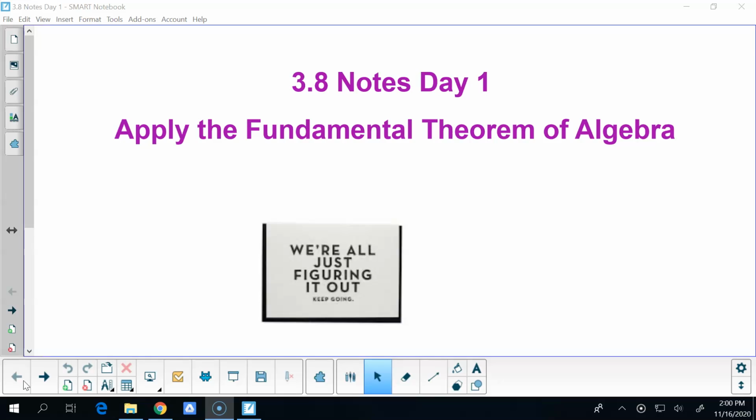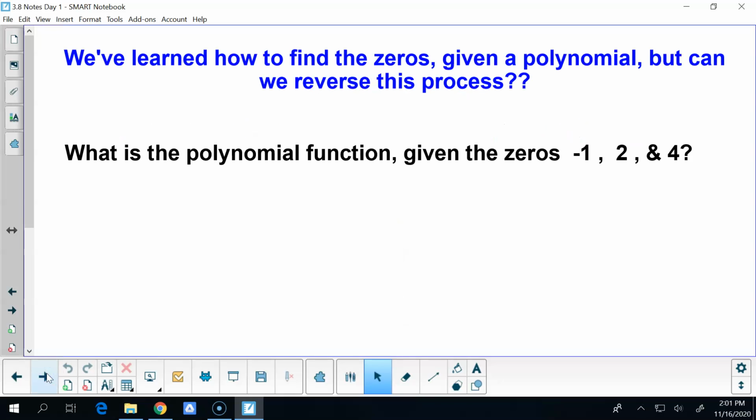Today what we're going to do is apply the fundamental theorem of algebra. And since we all just figured it out, we're going to keep going. But in order for us to keep going, we actually have to go in reverse. So today, instead of asking you to find the zeros of a polynomial, we're going to reverse the process. I'm going to give you the zeros of the polynomial, and then from there, I want you to give me the polynomial.